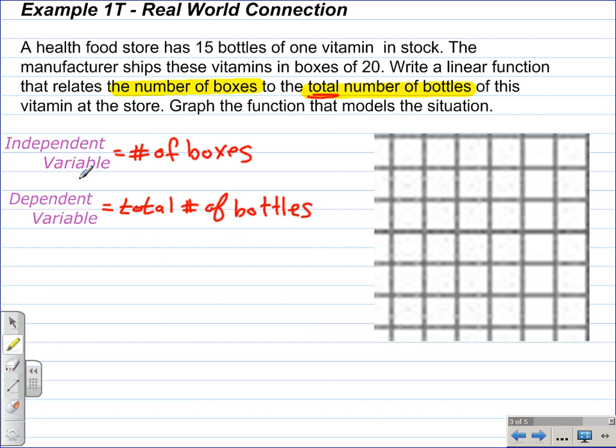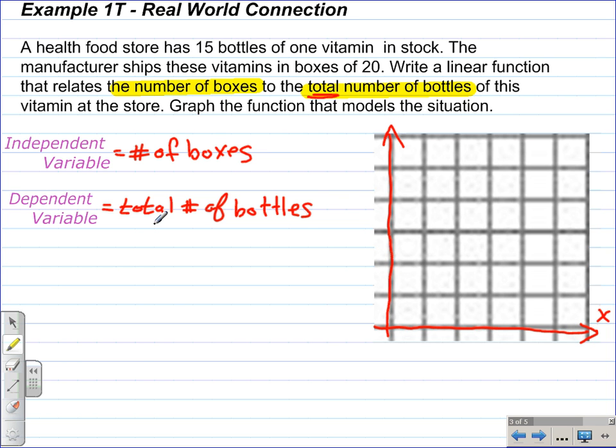Now that I have the independent and the dependent variable identified, I'm going to label my x and y axis. The horizontal axis, or the left and right axis, is always the x-axis, and the up and down axis is the y-axis.